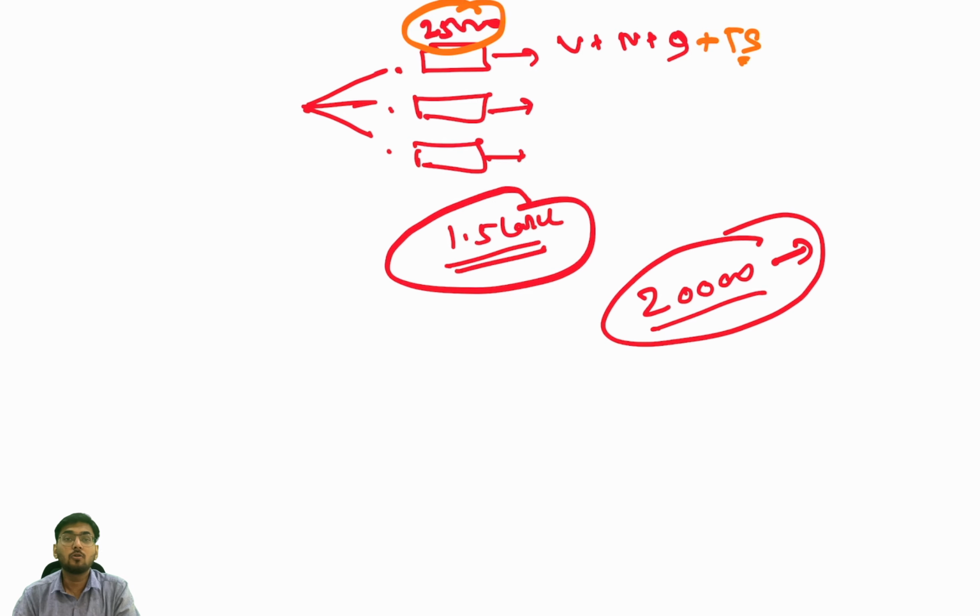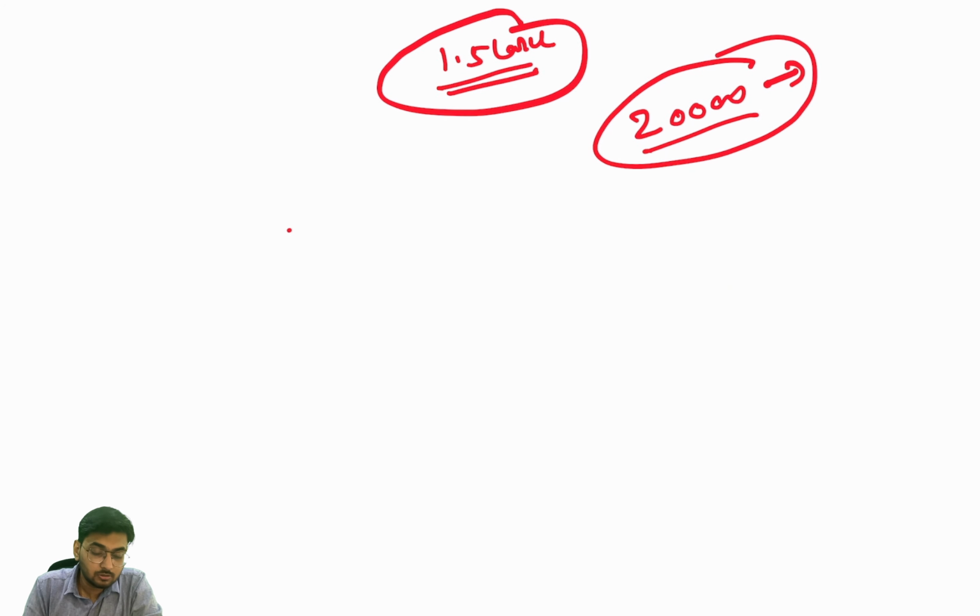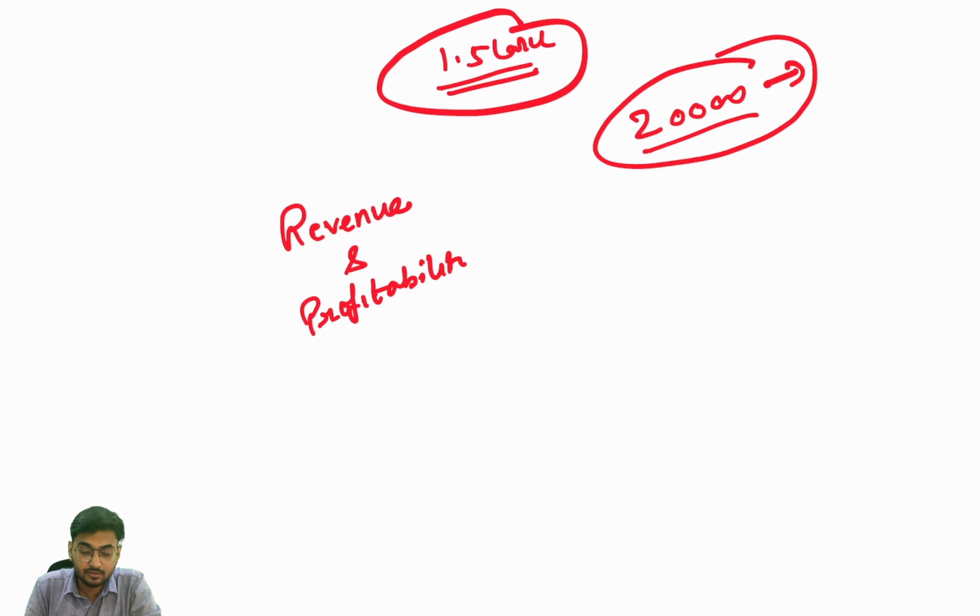Clear? Now Michael Porter gave us this model to understand how industry dynamics make up a company's ability to price their product. What should be the price based on the competition, and to control the cost. You have to see both the pricing of a product and the control of cost. So it talks about the revenue and profitability.